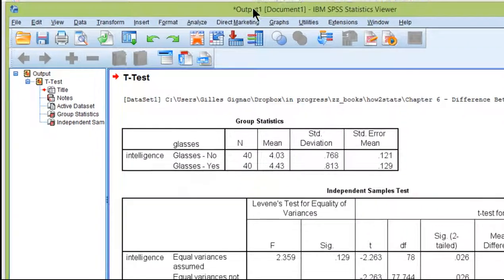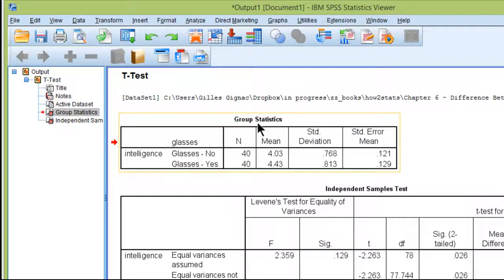And here we have the actual analysis. You get the descriptive statistics first in the group statistics table. We can see that the sample size is 40 for each group. N is a symbol for sample size. And then we've got the means here. Not wearing glasses, the faces received an intelligence rating of 4.03 out of 7. But once those same faces had glasses on them, and a different group of people rated those faces for intelligence, we got a mean rating of 4.43, which obviously is numerically different, but we don't know if it's statistically different. The standard deviations are here, 0.768 and 0.813, and the standard error of the mean for each group.